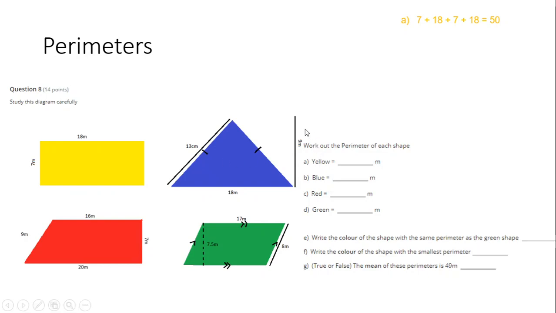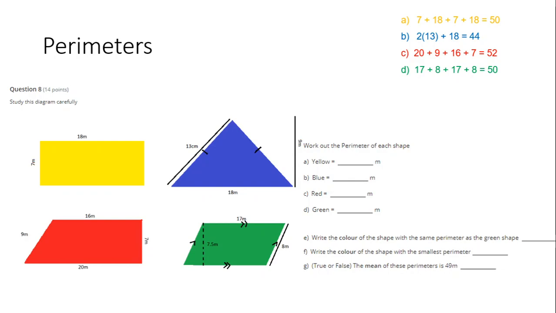For the triangle, I hope you know you don't need the height to work out its perimeter. It's just length plus length plus length. 13 plus 18, and although this one's not labeled, it's also 13. So there's two 13s plus 18 is 44. For my red shape down here, all of my side lengths are labeled, so I just go ahead and add them. That's 52. And for my parallelogram, again, I know that this is 17, so this is going to be 17. I know that this is 8, so this is going to be 8. And in the case of the perimeter, we do not add in lengths that are not part of the outer lengths of the shape. So that's 50.